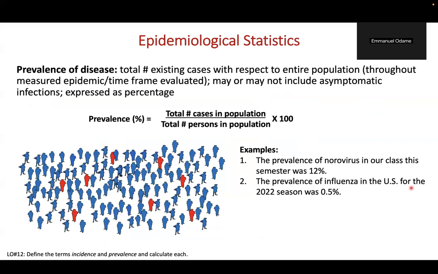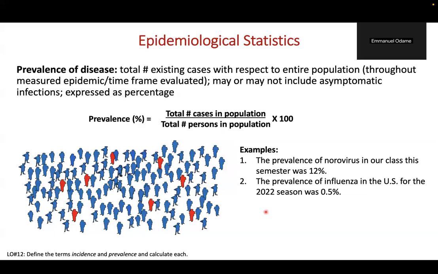So now that we understand the different ways in which we can have an epidemic or spreading of disease, we also have to understand the epidemiological statistics relating to this disease. First of all, we have to know the prevalence of the disease, which is basically the total existing cases with respect to the entire population. And this may or may not include asymptomatic infections. So all you have to do to fully understand the prevalence of disease is calculate the number of total disease cases in the population and divide it by the whole population. If you want to put it in percentage form, just multiply it by 100 and you have the percentage prevalence of a disease.